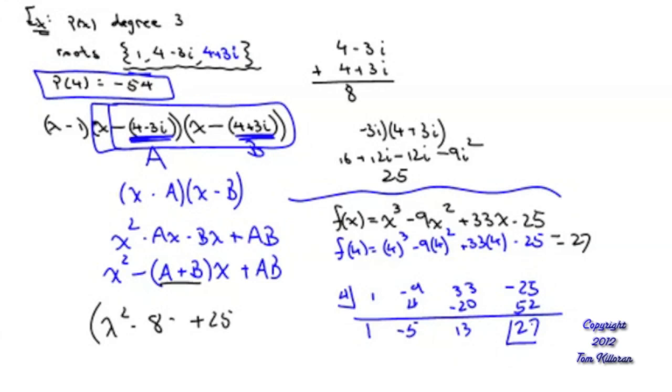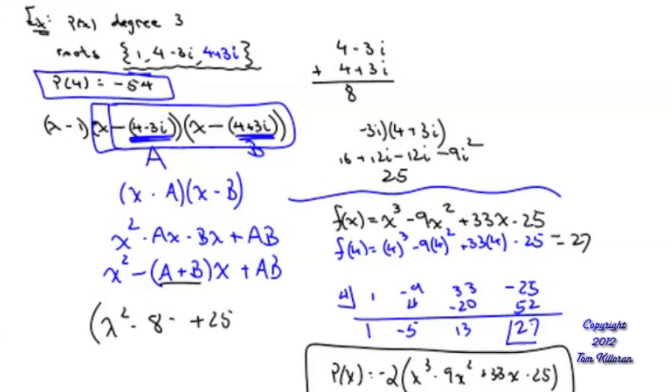Negative 2. So my final answer is going to be p of x is equal to negative 2 times x cubed minus 9x squared plus 33x minus 25. And that is the polynomial that has these three roots, 1, 4 minus 3i, 4 plus 3i, and goes through the point 4, negative 54.